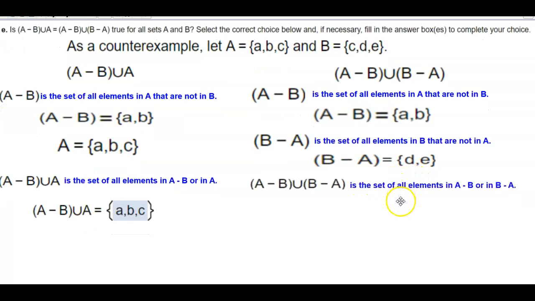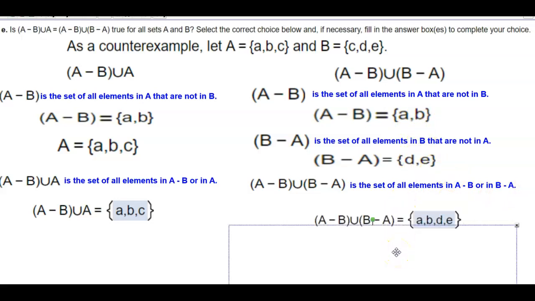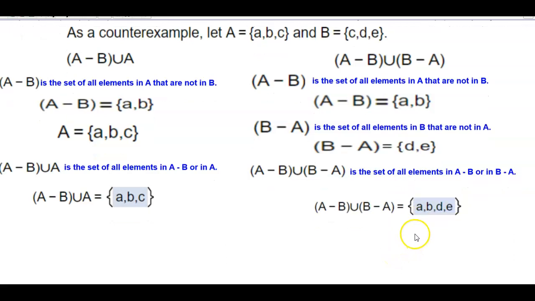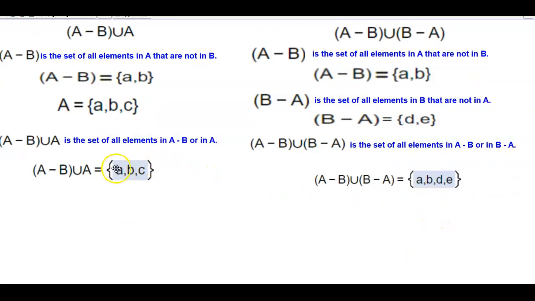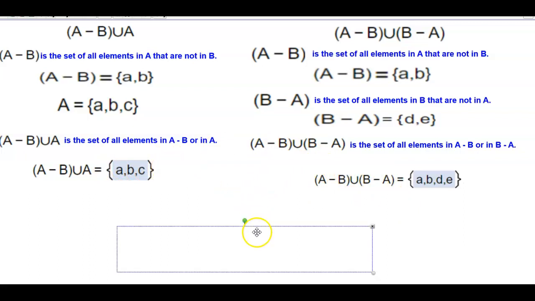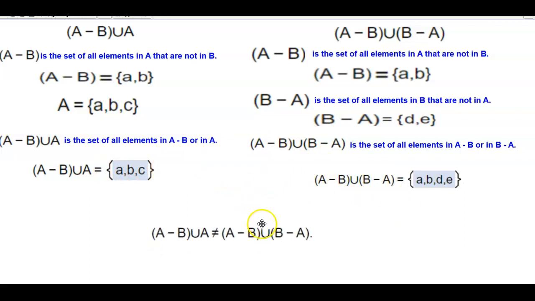So now we want to find out the definition here. This represents the set of all elements that are in the set difference from A to B or in the set difference from B to A. So that means we're going to have a, b, d, and then e. So therefore, that represents a, b, d, e. Now we need to determine, are these two sets equal to each other? Well, they are not, so they are not equal to each other.